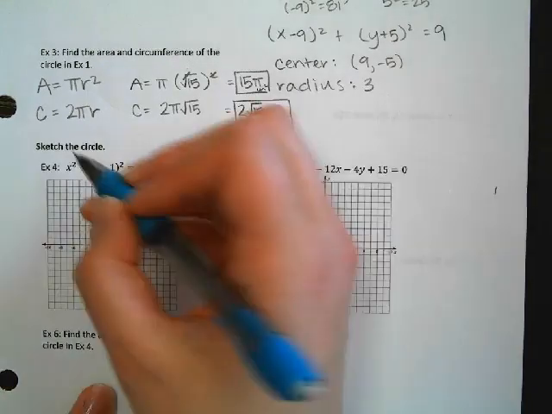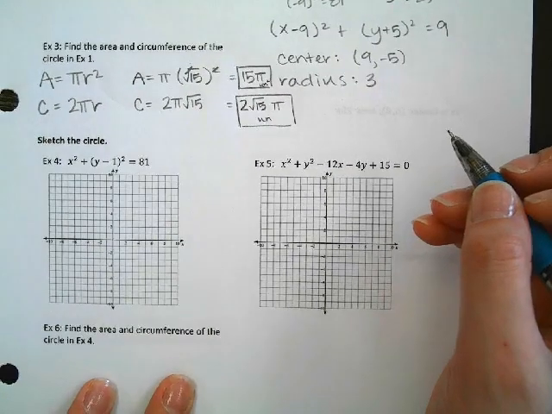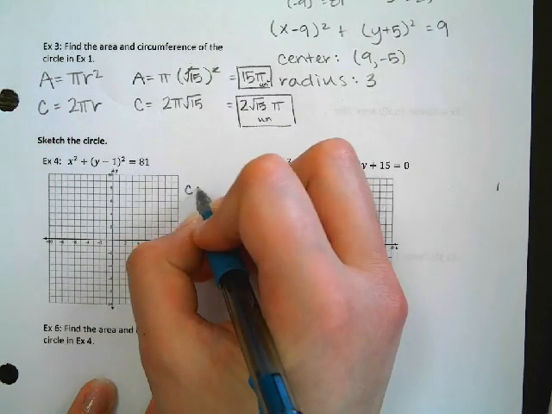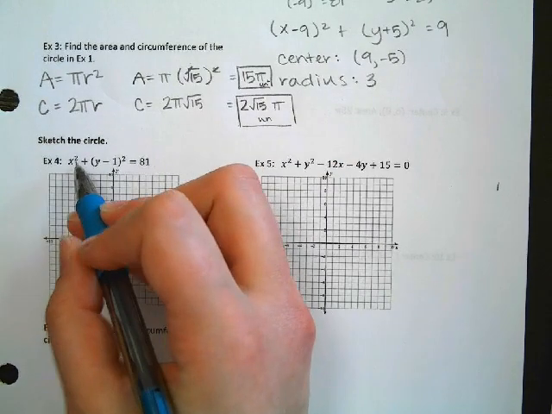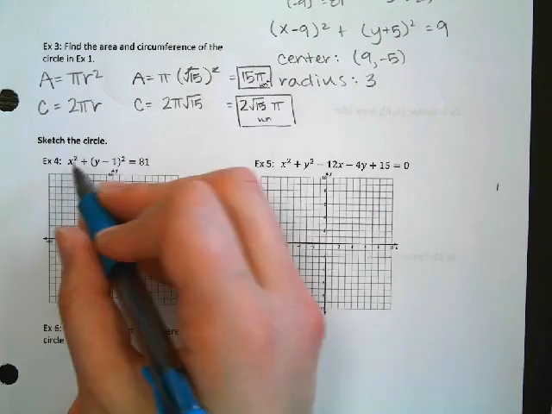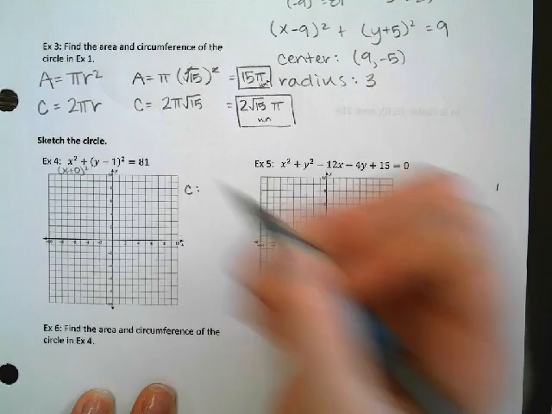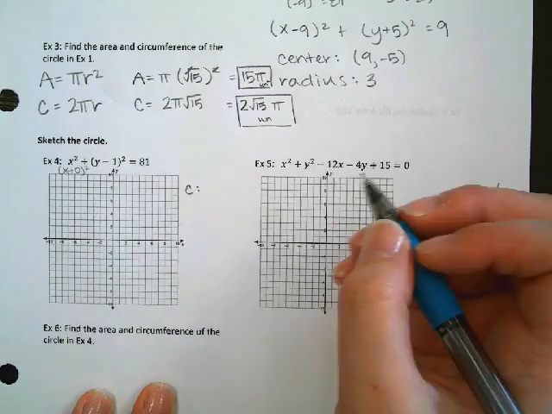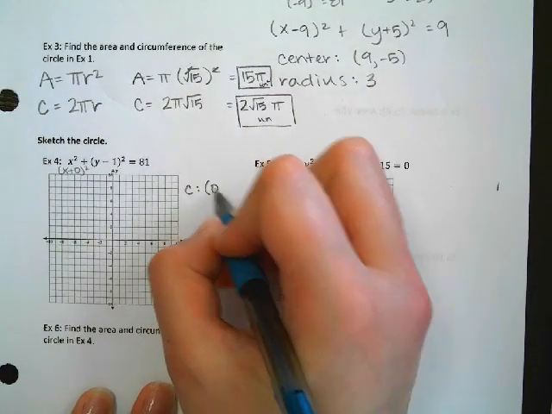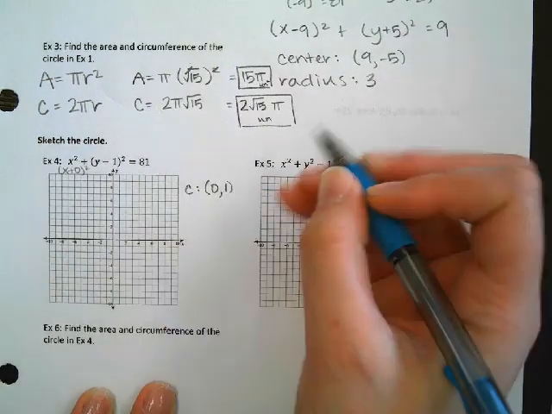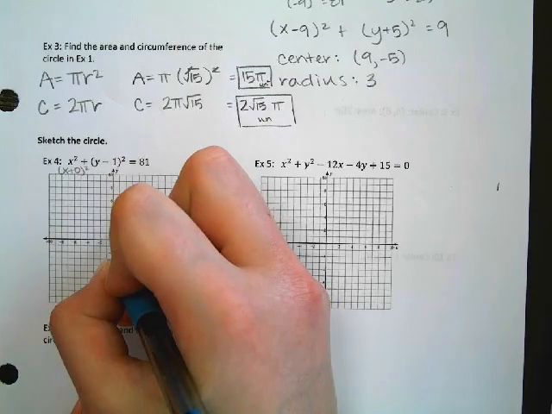Okay. So next, they want you to sketch the circle. To sketch the circle, we're going to start with the center. For this circle, since there are no parentheses, it's kind of like it had x plus 0 squared in the parentheses. That's why they didn't even write them. So the x-coordinate of the circle is 0. The y-coordinate of the circle is 1. So I'm going to go to 0, 1.